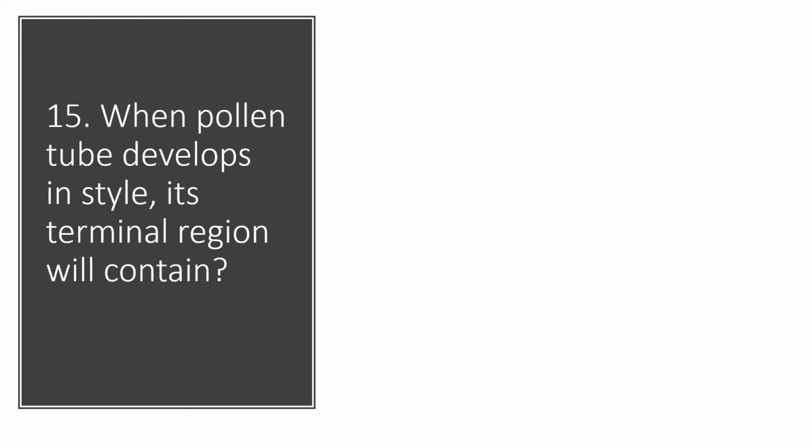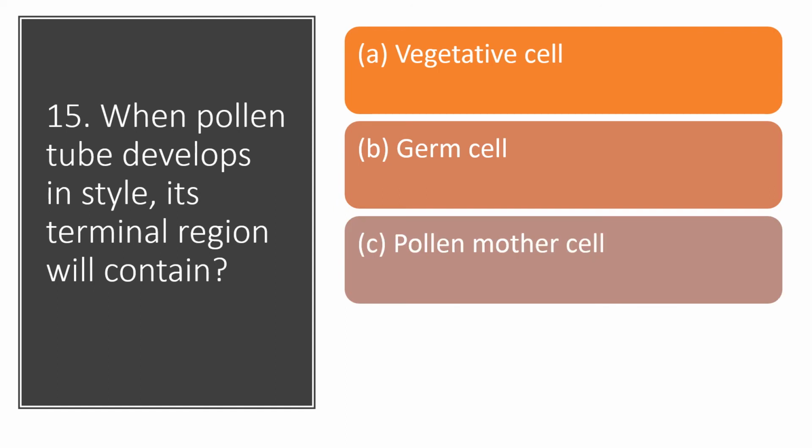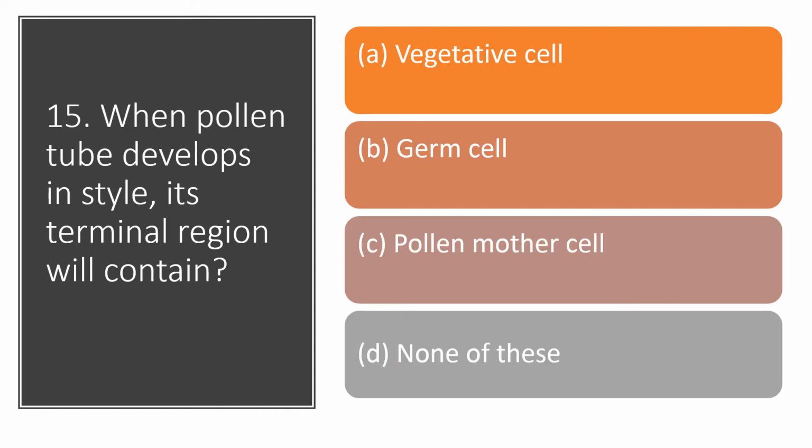Coming to the 15th question, when the pollen tube develops in the style, its terminal region will contain: vegetative cell, germ cell, pollen mother cell, none of these. So the right option is A, vegetative cell, because it is a nutritive tissue. So the vegetative cell is present in the terminal region of the pollen tube. So the right option is A, vegetative cell.